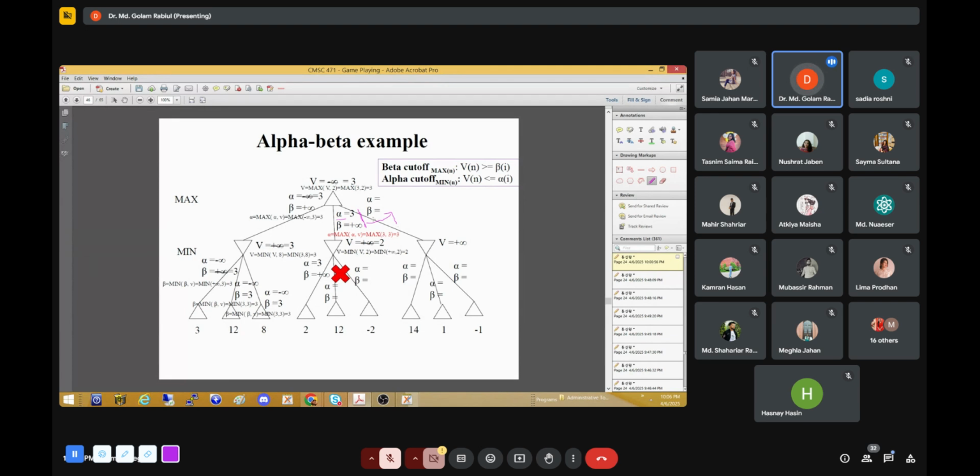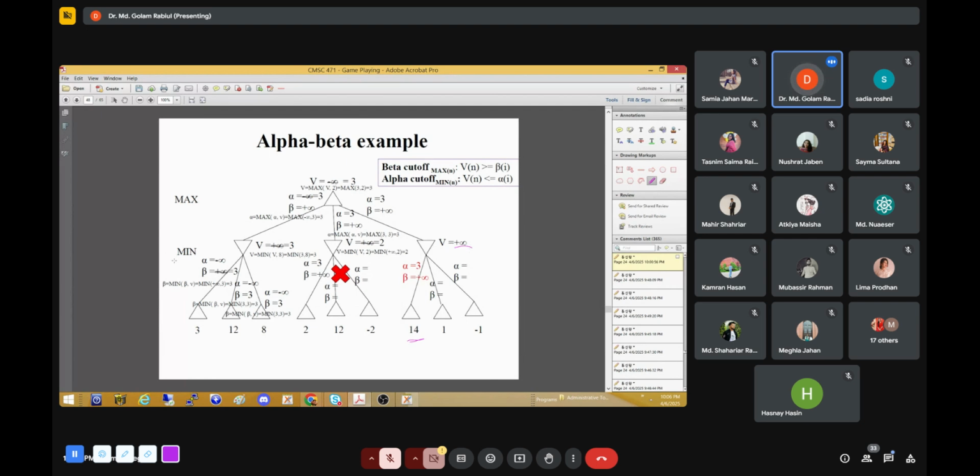Okay, so that means alpha is 3 and beta is positive infinite. And then what we have to do, we have to pass this one downwards here. So alpha is 3, beta is positive infinite. Now explore the node. This is 14. Okay, here's the 14. So if we get the 14 here, then it will update the value of V.